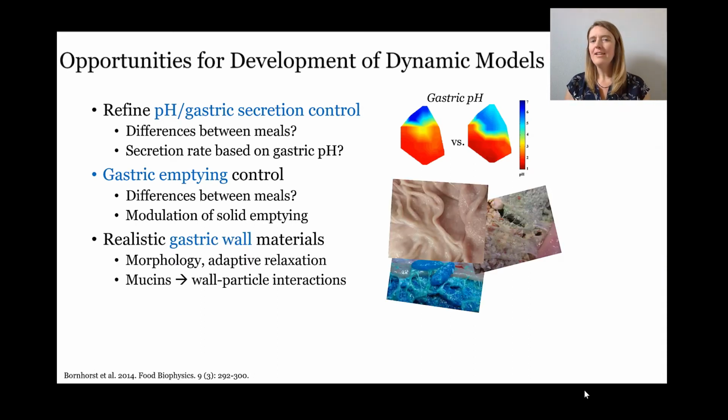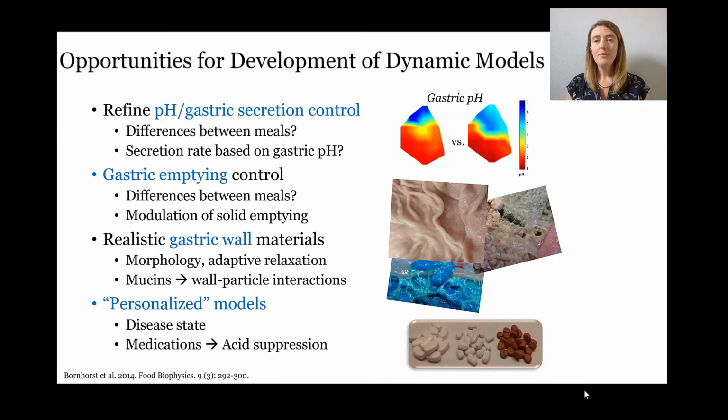It will be important to understand and study realistic gastric wall materials that are both flexible and have the morphology of the gastric tissue, as well as these adaptive relaxation mechanisms, in addition to understanding the impacts of other components of the gastric secretion, such as mucin, as you can see in these images, which plays a prominent role during in vivo digestion but isn't widely used in in vitro models. It can impact the particle-wall interactions, the digestive viscosity, and the particle-particle interactions, and so may play a really important role in the digestion process.